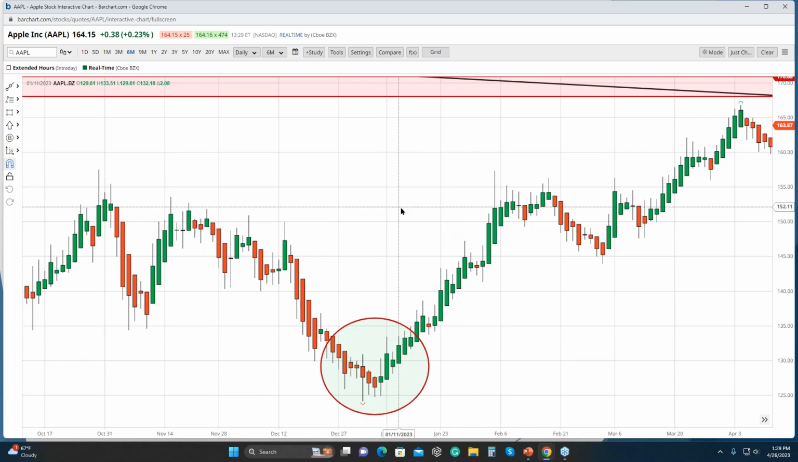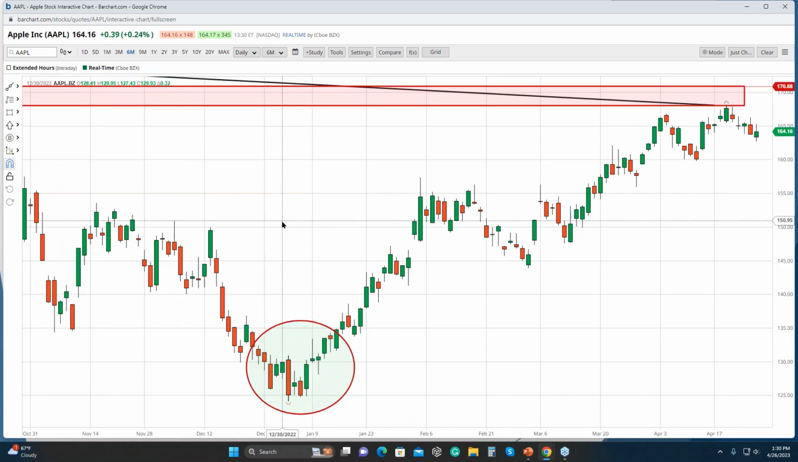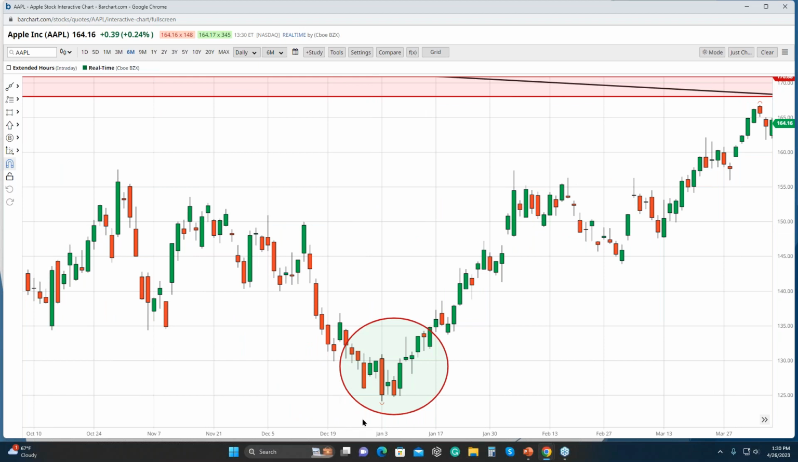That would give us permission to identify this new uptrend. Now, in this case, the visualization is very easy. The rules are very easy for us. It's very rule-based. There's not much interpretation here. But if we change this back to a Japanese-type candle, notice that it gets a lot more messy.